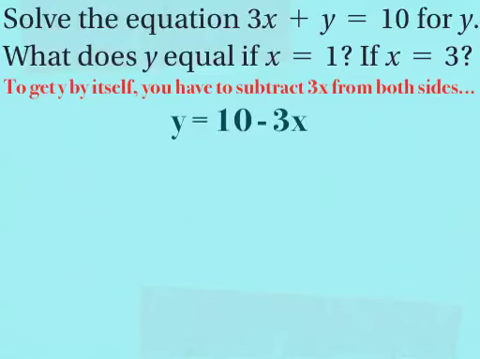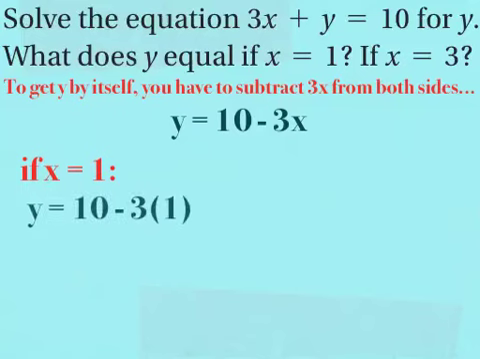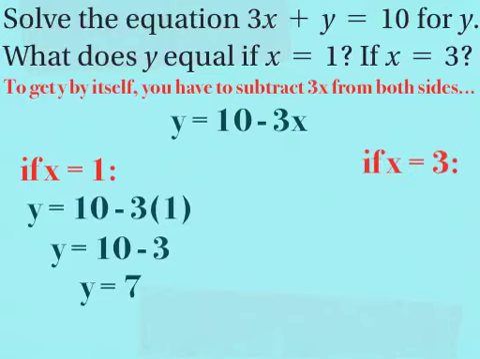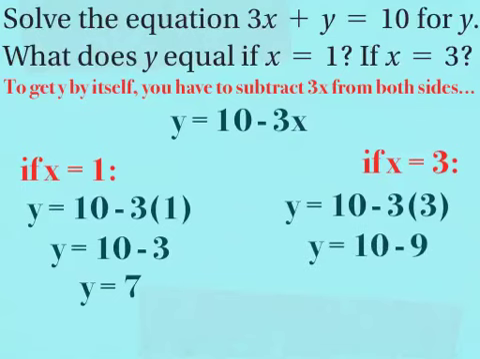Now that we have isolated our variable and solved for y, we need to find what y equals if x equals 1. So we need to plug in 1 for x. When we do 3 times 1, it's just 3. So 10 minus 3 is 7. So when we plug in x equals 1, then we get y equals 7. We need to do the same thing and plug in 3 for x. When we plug in 3 for x, we get y equals 10 minus 3 times 3. 3 times 3 is 9, so y equals 10 minus 9, which is 1. So when x equals 3, y equals 1.